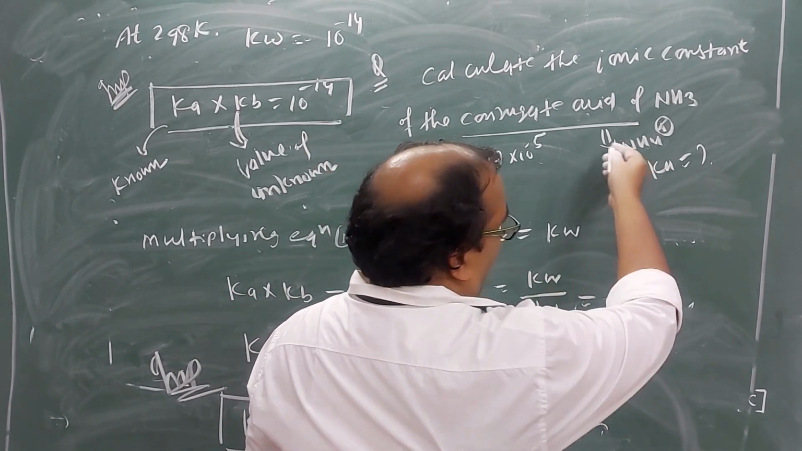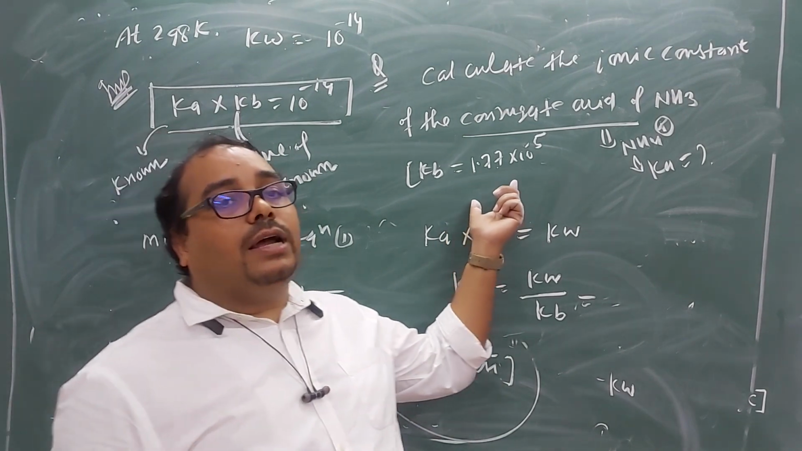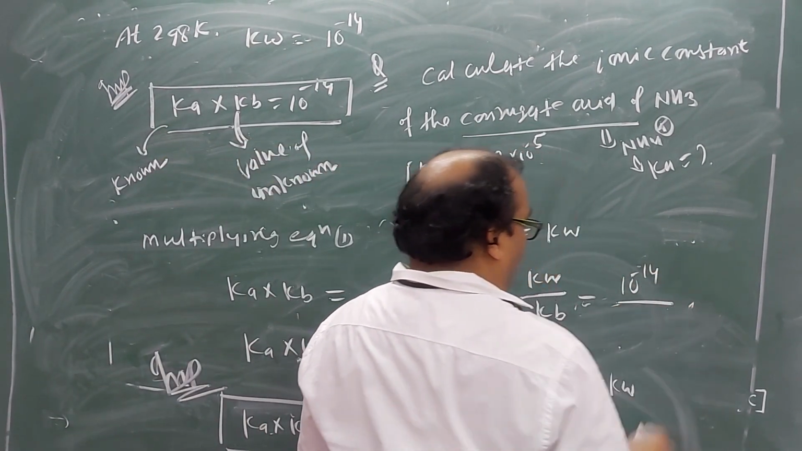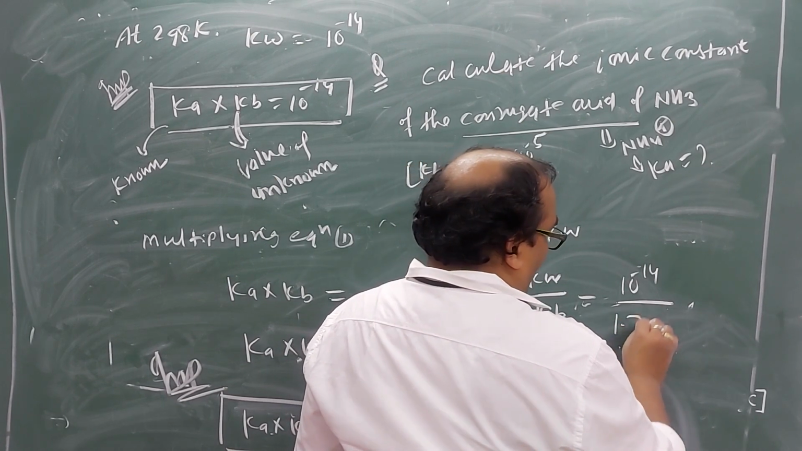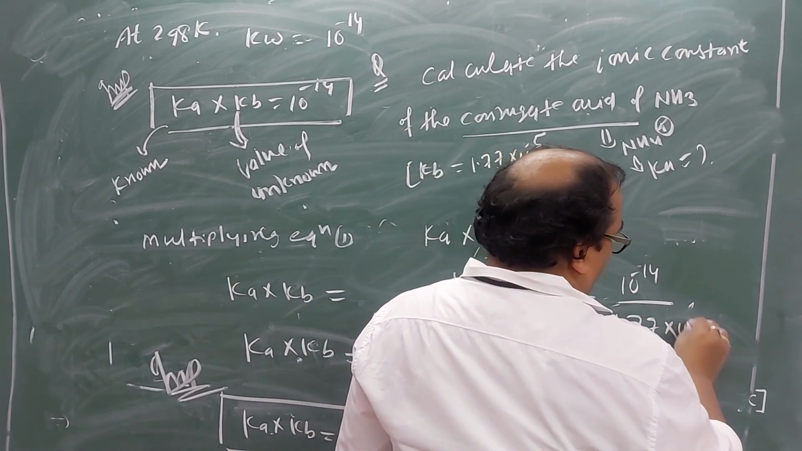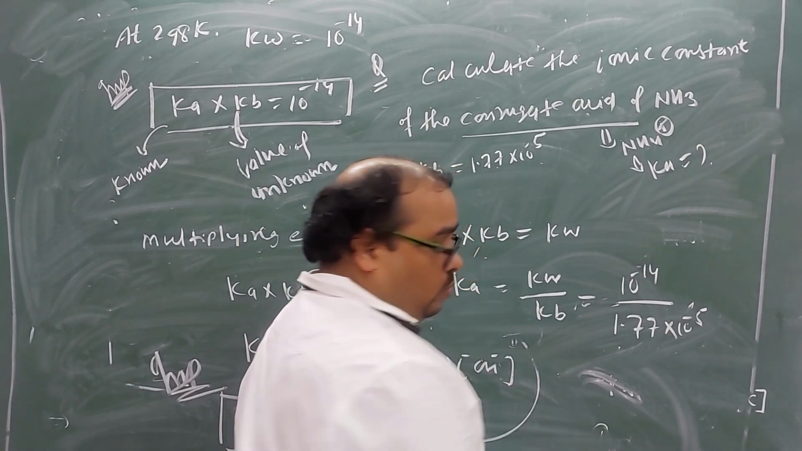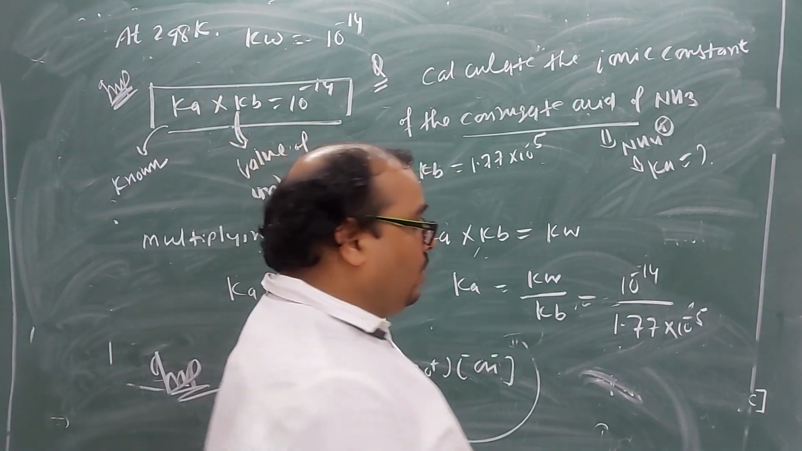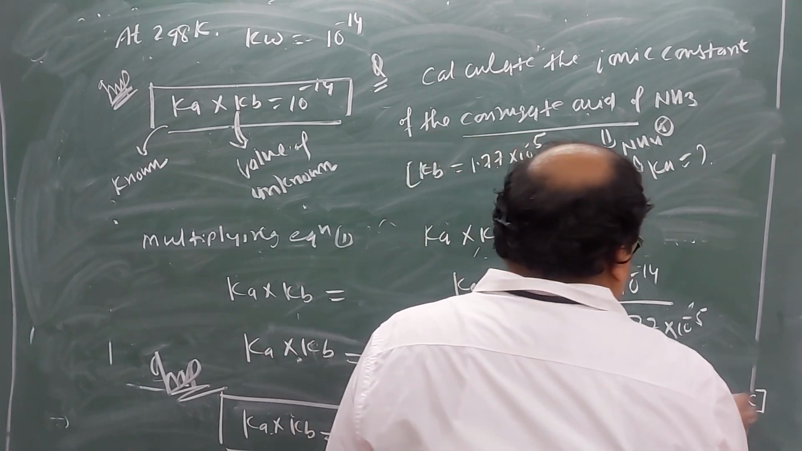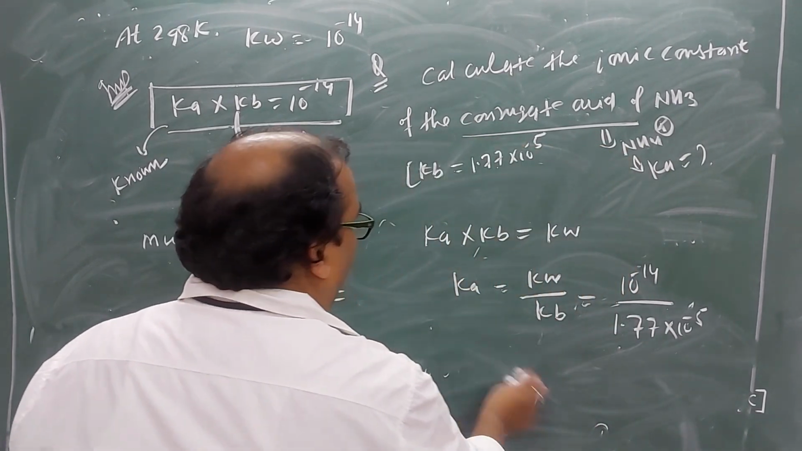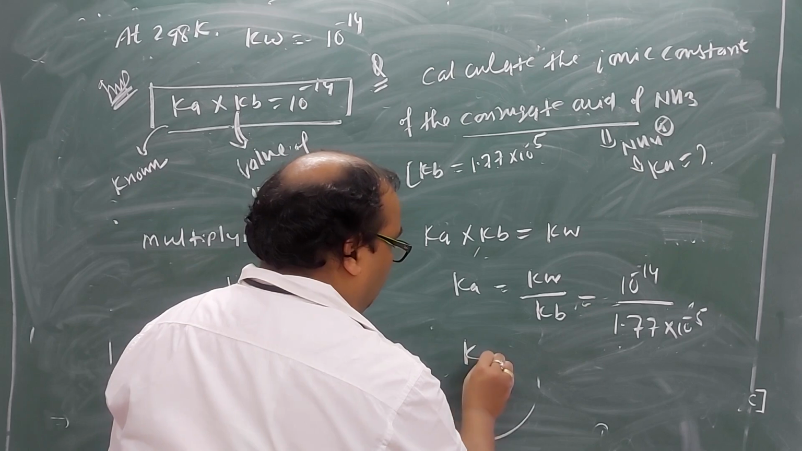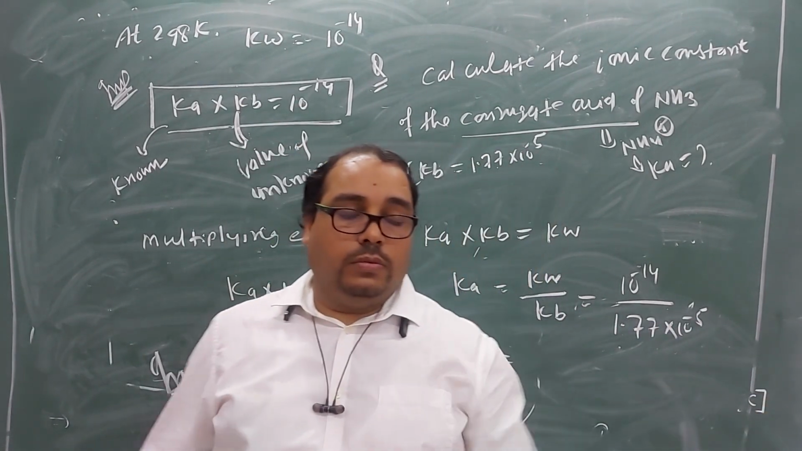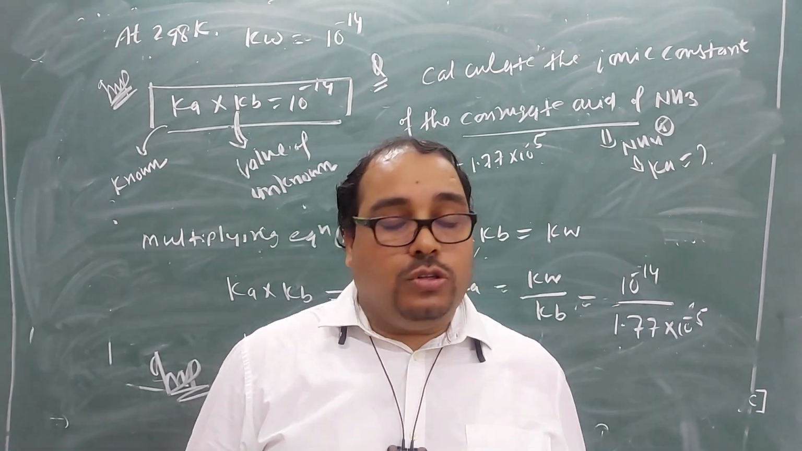It doesn't give any temperature, which means room temperature. So you get 10 to the power minus 14 upon Kb, which is 1.77 into 10 to the power minus 5. You can calculate this value and find out the Ka value. So how much will come? Please calculate. Yes, please do it first.